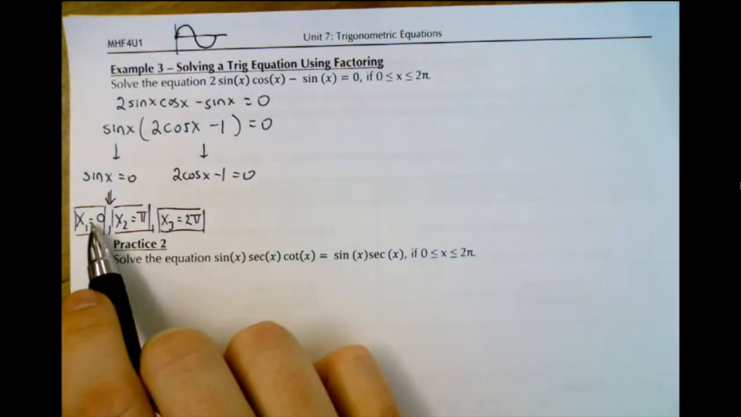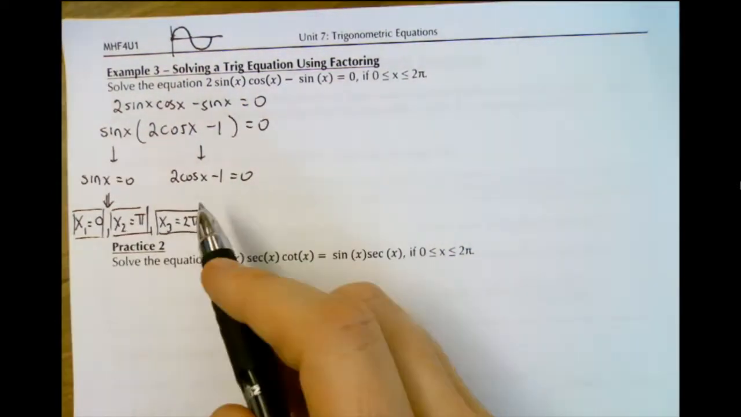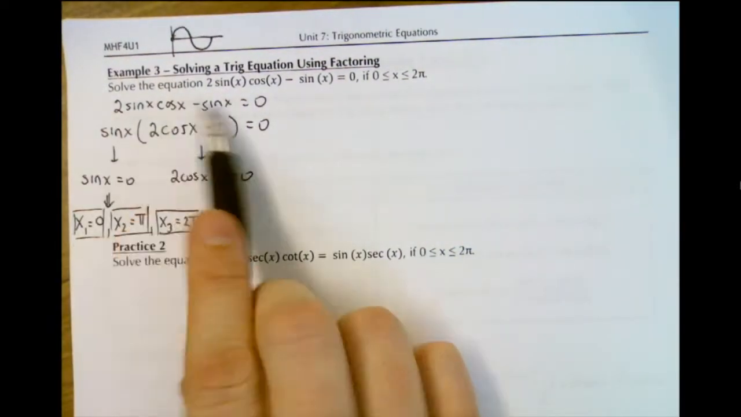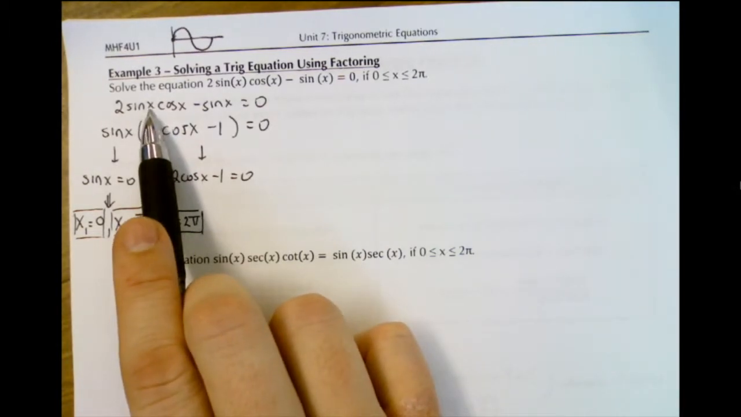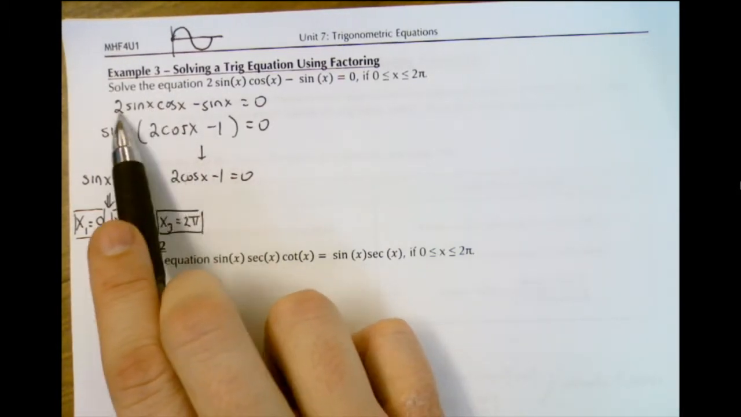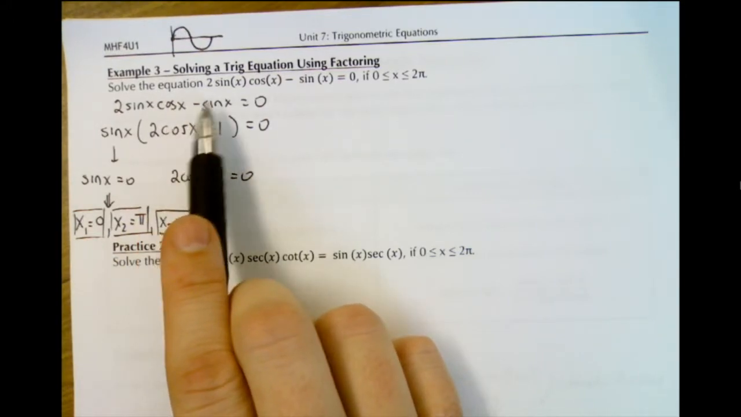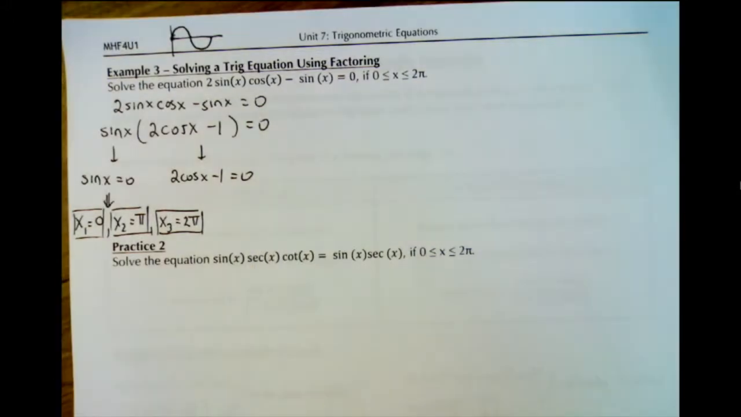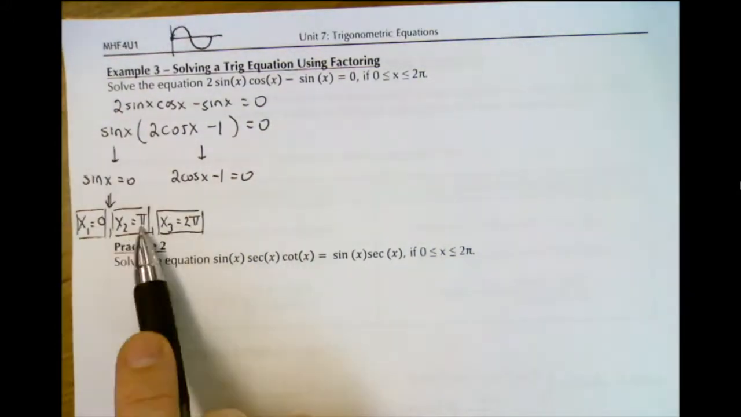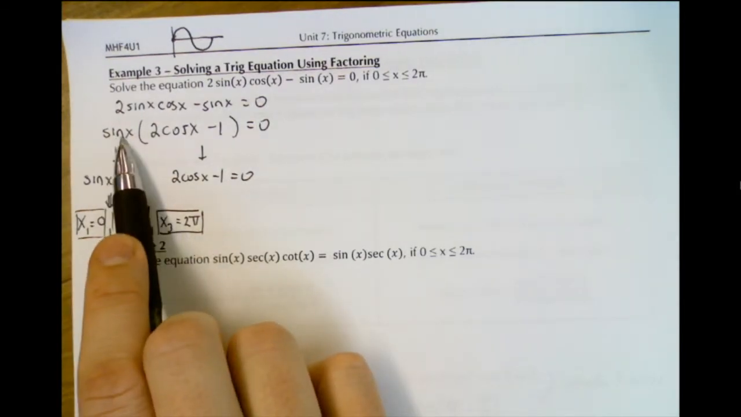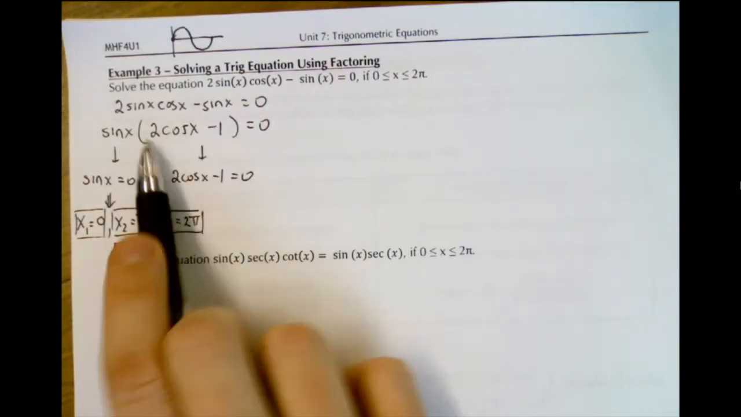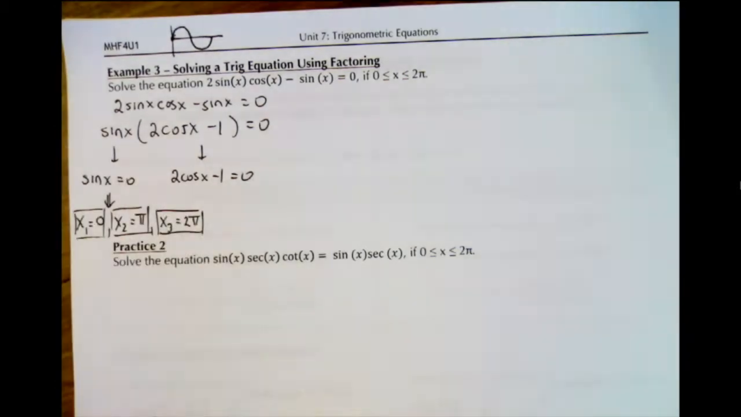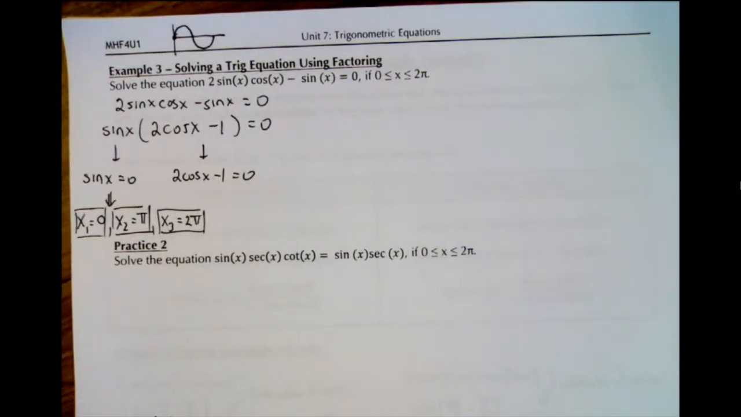Well, if you plug in 0, pi, or 2 pi into this expression, sine of 0, sine of pi, or sine of 2 pi is 0. 2 times 0 times anything is 0, minus sine of any of those numbers is 0. 0 minus 0 is 0. That satisfies the equation. Or in factored form, any of these values plugged in for sine will give you 0. 0 times whatever this works out to is still 0, so we have 3 answers from that expression.